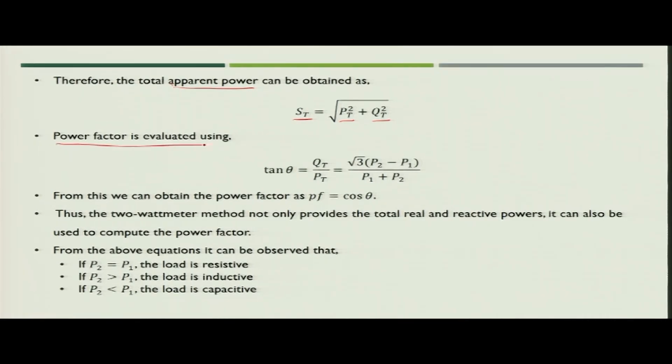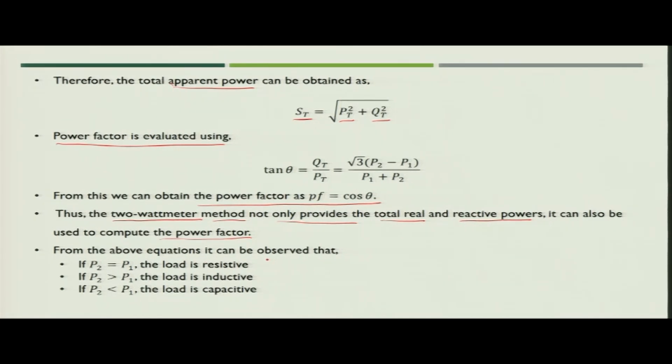Now, for the power factor, you can write tan theta is nothing but Qt by Pt. If you put the values of Qt and Pt, Qt will be root 3 times P2 minus P1 and Pt is P1 plus P2. With this you can easily find the power factor also. When you get the value of tan theta, the power factor will be the value of cos theta. So, you can say that the 2 wattmeter method is not only providing the total real power, but also the reactive power and the power factor.